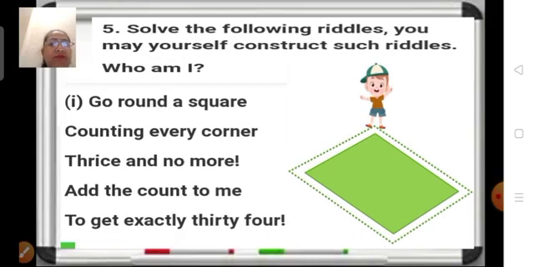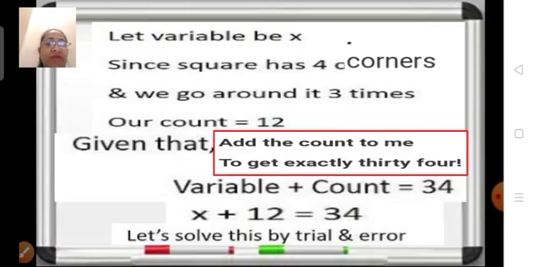You may yourself construct such riddles. Who am I? First, go round a square counting every corner thrice and no more. Add the count to me to get exactly 34. Here children, to solve this we will take the variable as x.